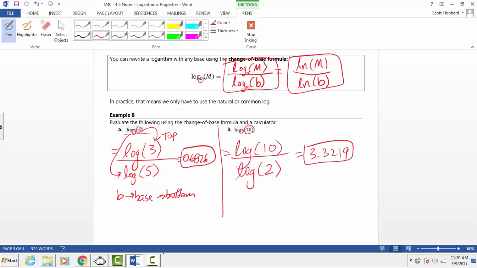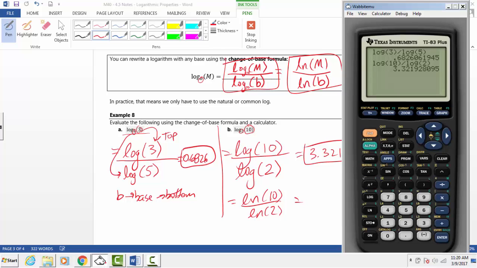Now the cool thing is that this is going to be the same answer as doing ln. So if we do ln 10 divided by ln 2, we get the exact same answer. And that's pretty cool. So that change of base formula works for either one.